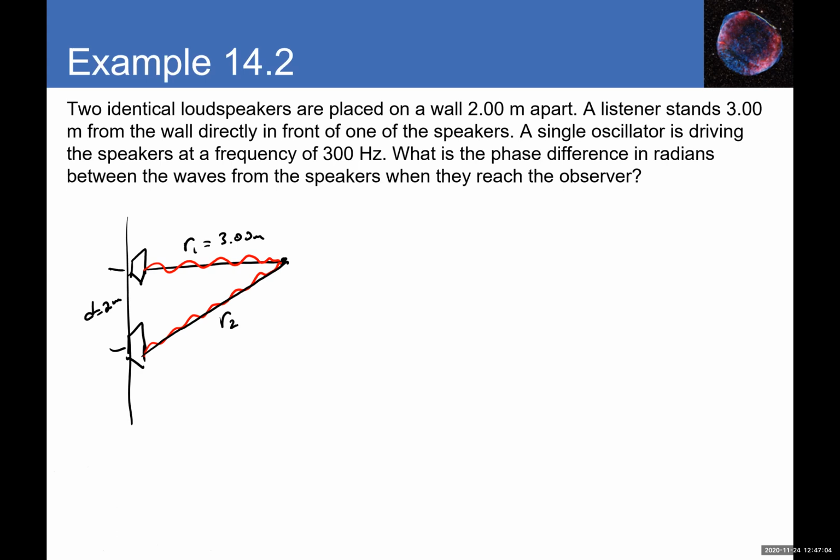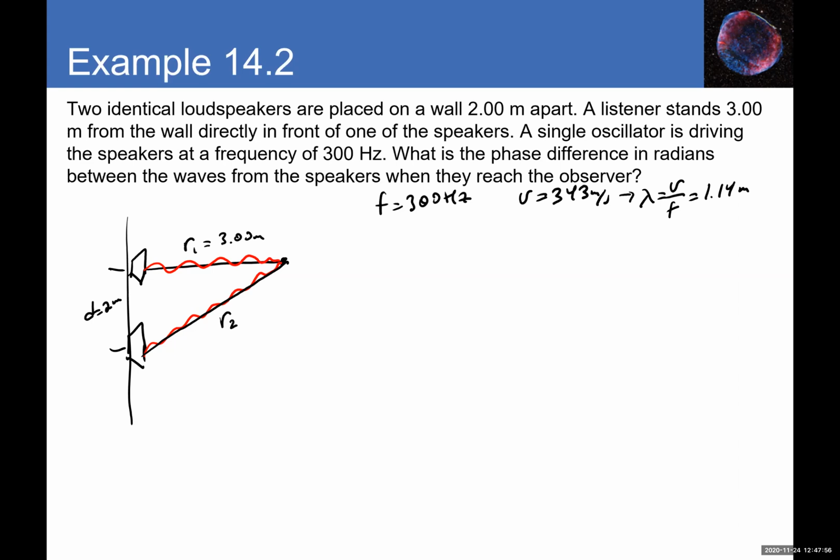All right, so obviously what we do here is find R1 and R2, using all of the information that we're given, because we're also given a frequency of 300 hertz, and it's a sound. Sound has a velocity of 343 meters per second in air. That means I can combine those two to solve for the wavelength, which is v over the frequency. So I can get 1.14 meters.